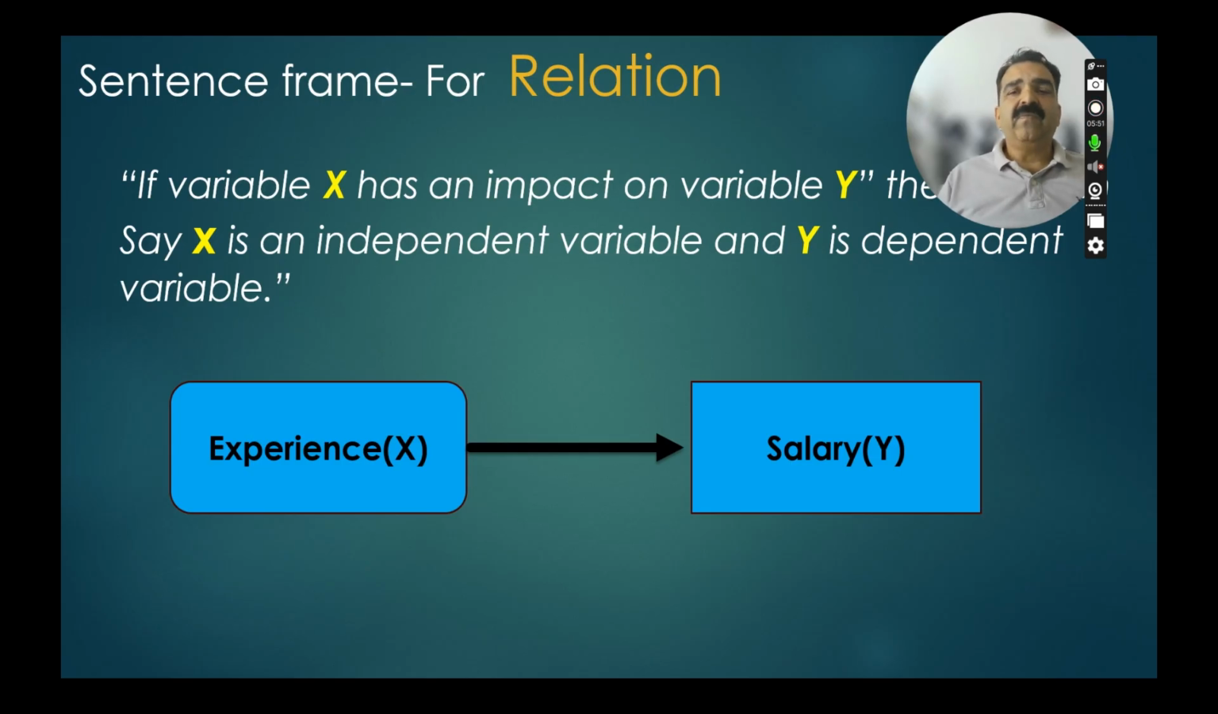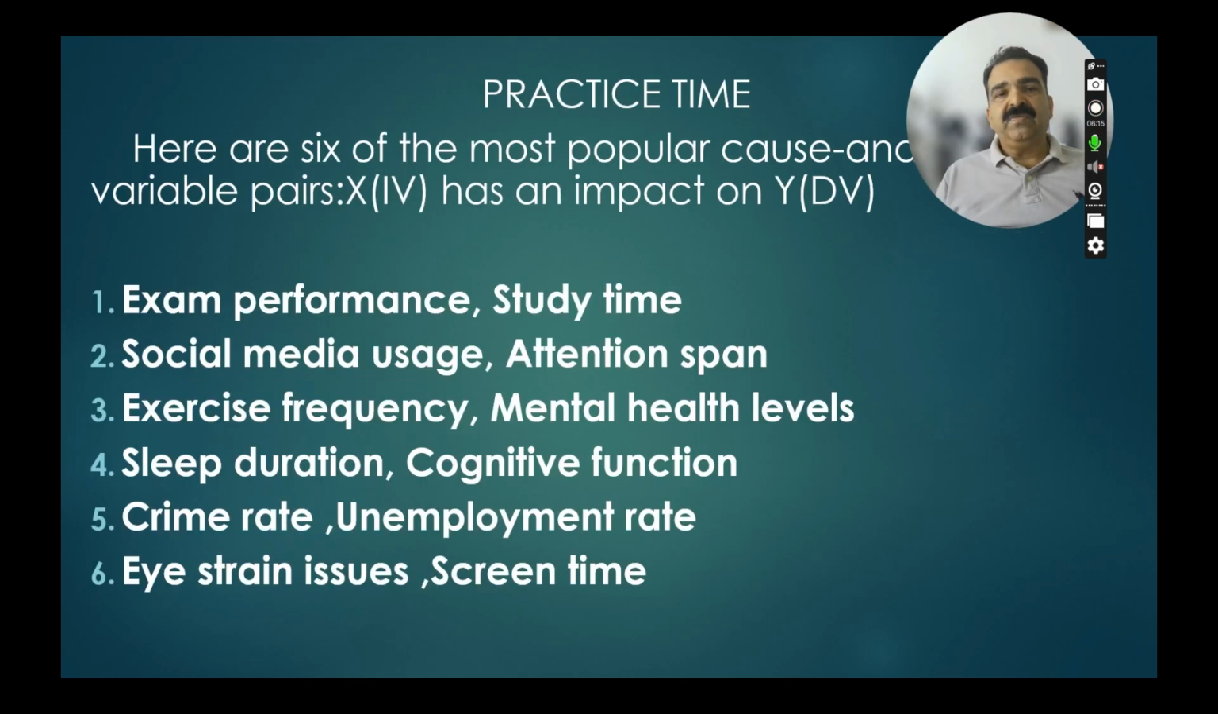So this sentence framework, X has an impact on Y. If X has an impact on Y, Y will definitely be a dependent variable and X will be the independent variable. So this small sentence trick can help you find this relationship, which one is independent and which one is a dependent variable. Now, कौन बनेगा करोड़पति question will come.